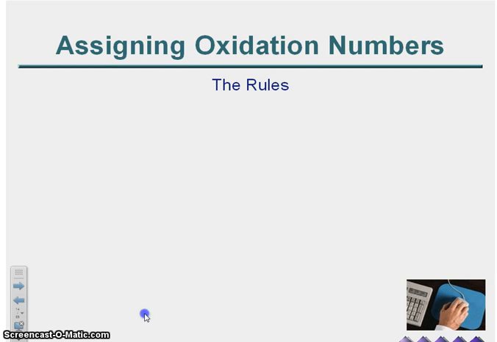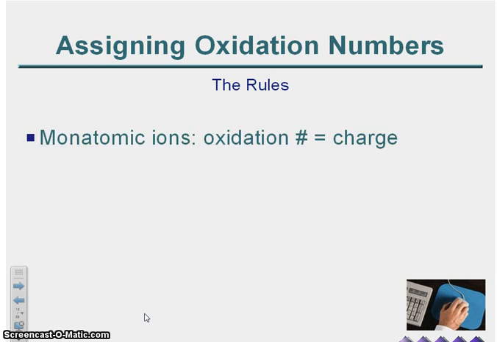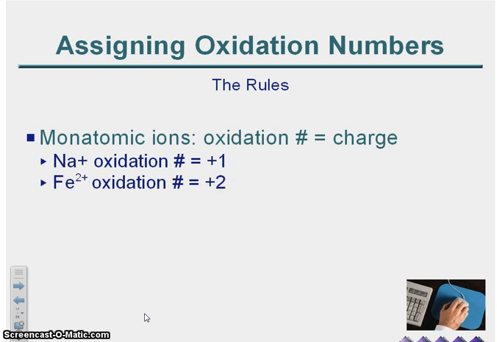So let's look at the rules. Monatomic ions have the same oxidation number as their charge. So Na+, the oxidation number is +1. Fe2+ is +2. Cl- is -1. See how easy that is.